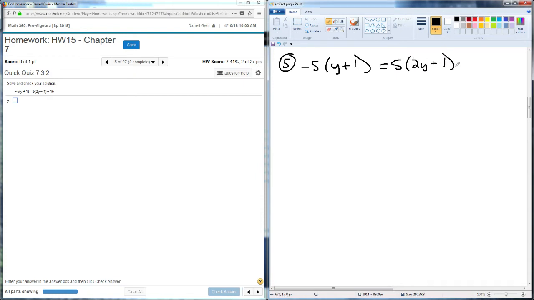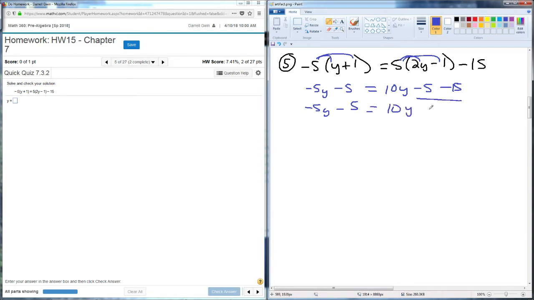2y minus 1 minus 15. Negative 5y minus 5. 10y minus 5. I'm tackling that minus 15. Negative 5y minus 5 equals 10y, and that adds up to negative 20. I'm going to add 5, even though that's probably not optimal, and the reason why is because I want the y on the left side.